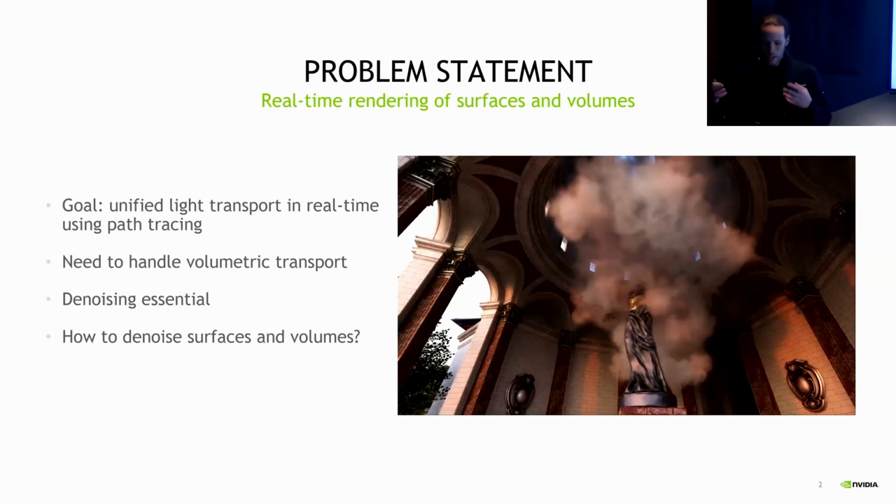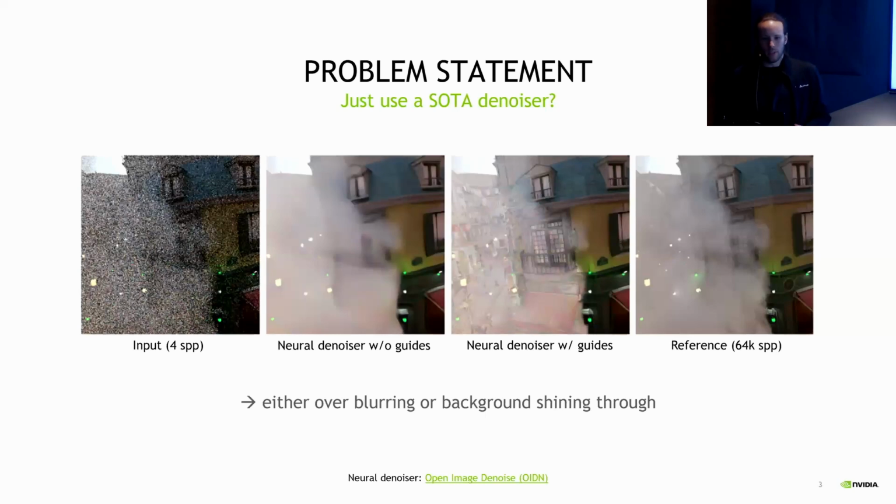We need to be able to handle volumetric light transport, either like the volume shadowing the scene or also maybe even the volume lighting the scene, right, for emissive volumes. And since volumes are quite hard to render, as we all probably know, we need a lot of samples for them to converge. So in order to make it real time, we have to lean on denoising quite heavily. And what I want to talk about today is how we can make denoising work for both surfaces and volumes in a single scene. So first of all, what happens if we just take the state-of-the-art denoiser, right?